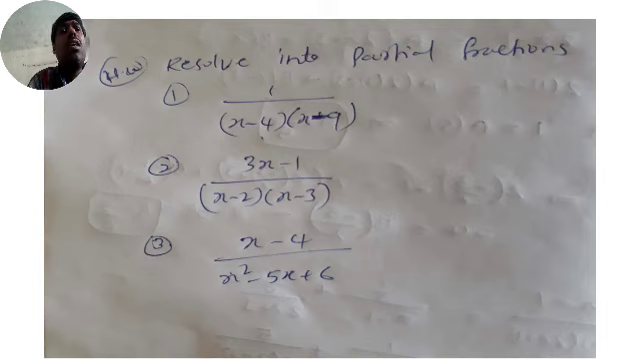Until then, this is resolving into partial fractions, a by x minus 4 plus b by x minus 9, a by x minus 2 plus b by x minus 3. Now this quadratic, in the third problem, you have to convert into linear factors, then you can write a by first factor plus b by second factor. Very easy guys. Thank you so much.